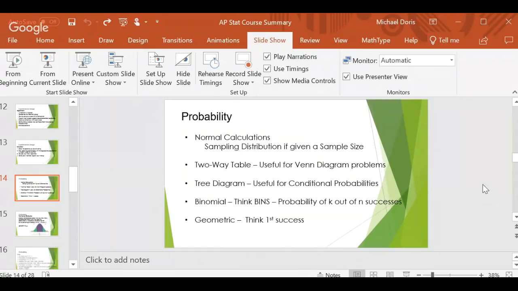You would use geometric PDF if I said, Mr. Doris is a 70% free throw shooter. What's the probability his first free throw he makes is on his third try? That would be geometric. The K over N is a combination. You're never going to actually have to calculate that, but it's a combination.